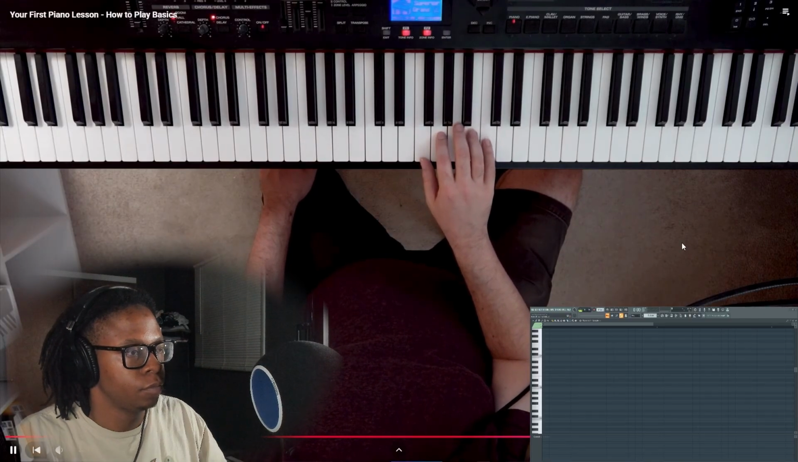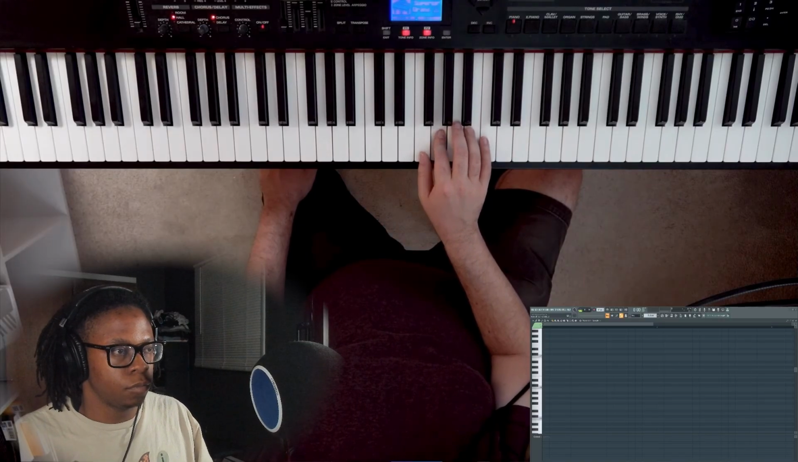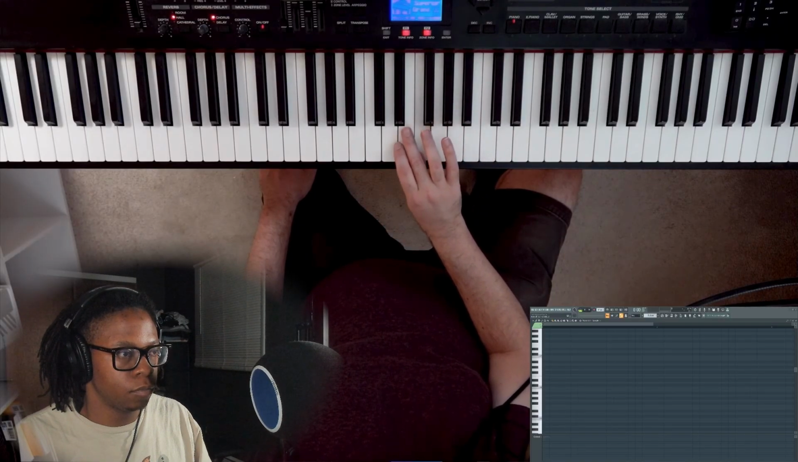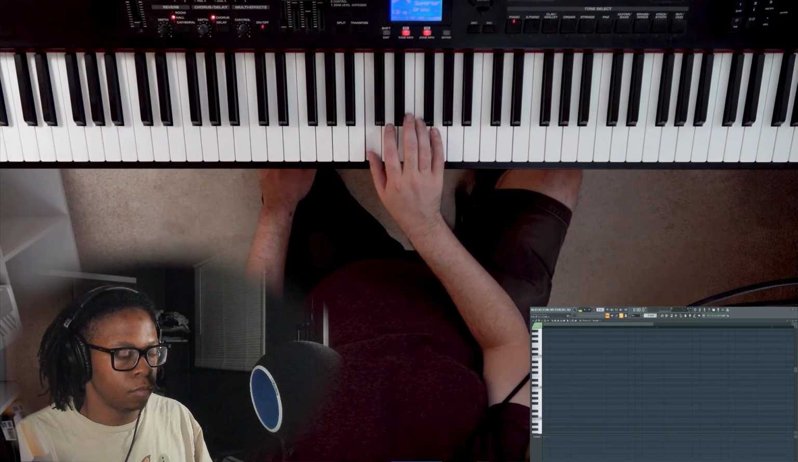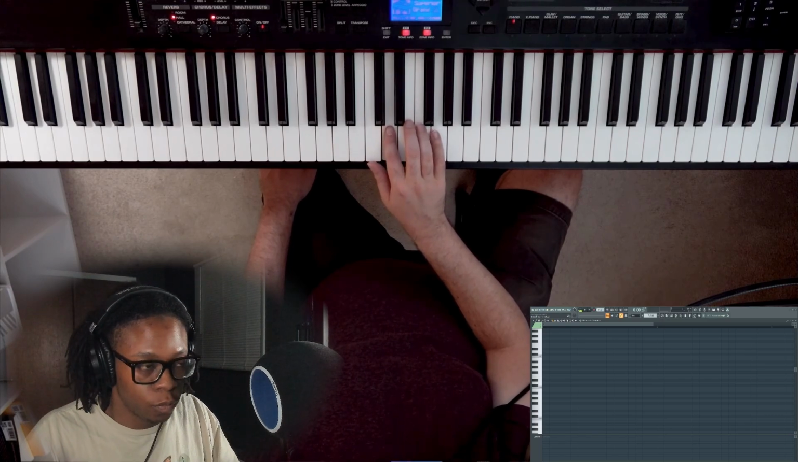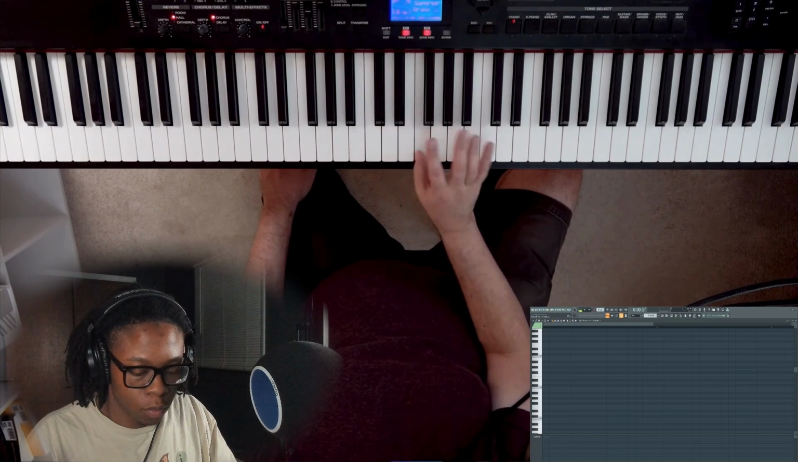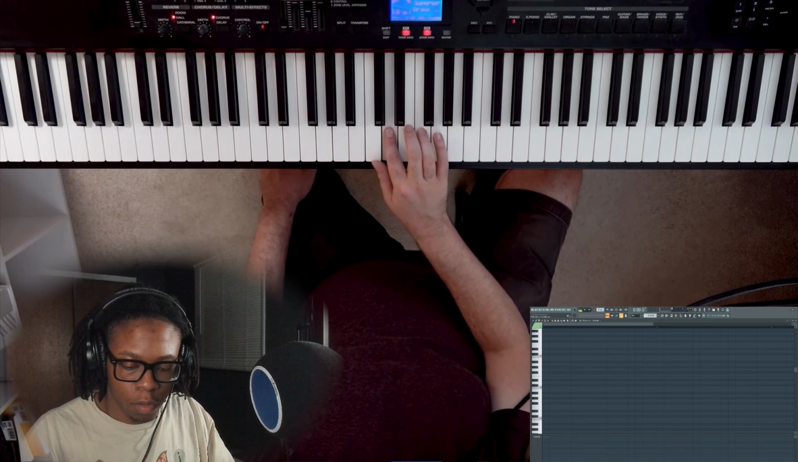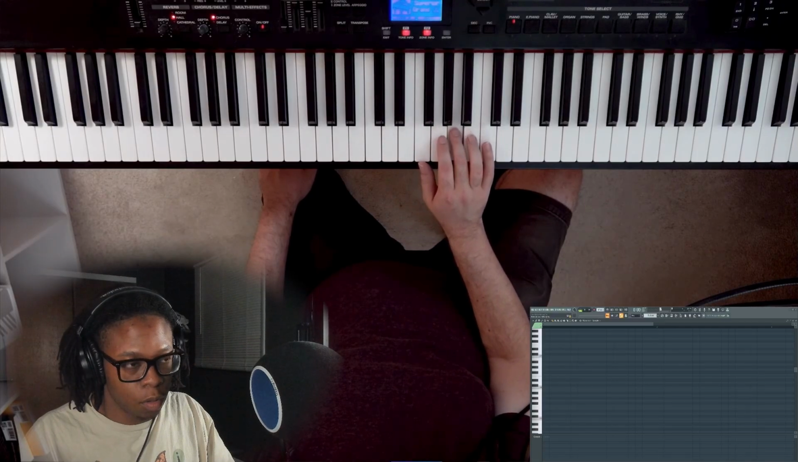Going back down the other way, you'll use up all 5 of your fingers, and then you're going to cross with 3, 2, 1. So going up is 1, 2, 3, and you're going to cross to hit 1 there. And it does take a little practice to get it nice and smooth.